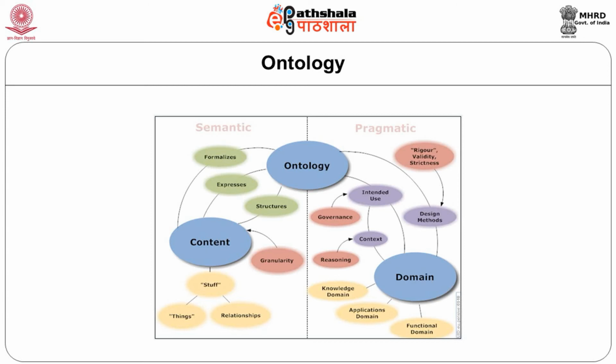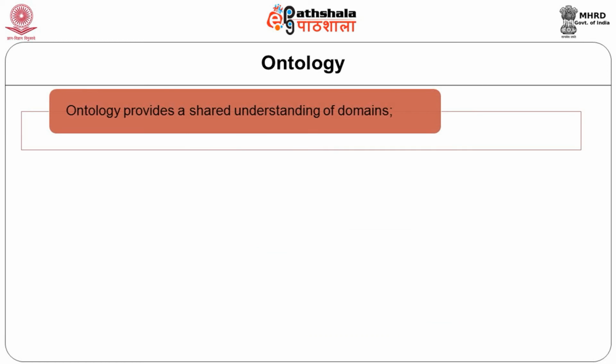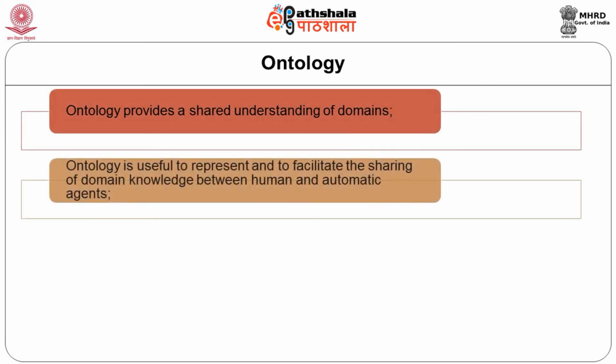And such meaning is achieved in ontology because of its very structure itself. The structure of an ontology is not only to explain and outline all the concepts, but also to establish conceptual relations between one concept and another concept. So the main feature of ontology is that it provides a shared understanding of domains. Ontology is useful to represent and to facilitate the sharing of domain knowledge between humans and automatic agents.